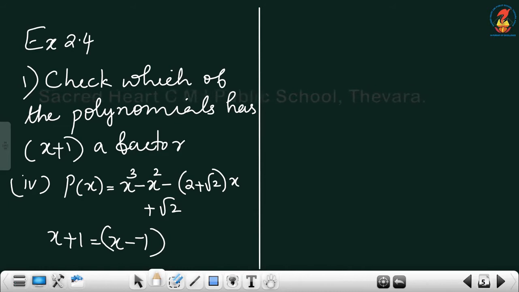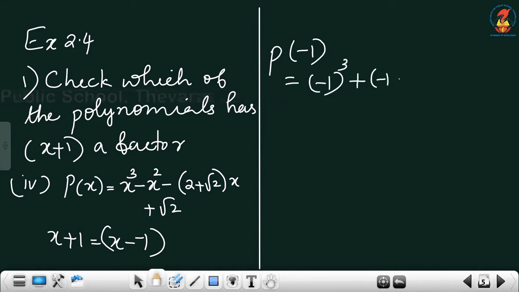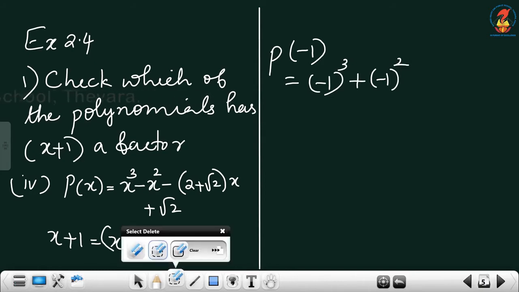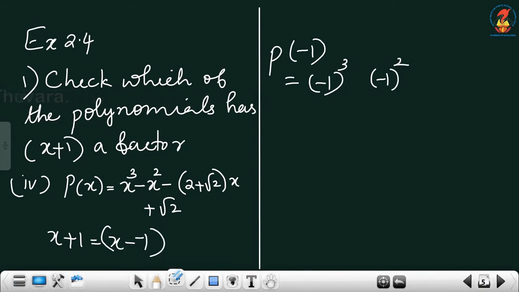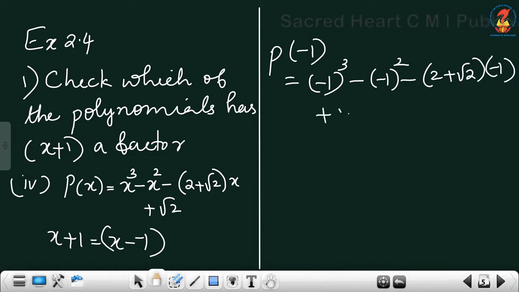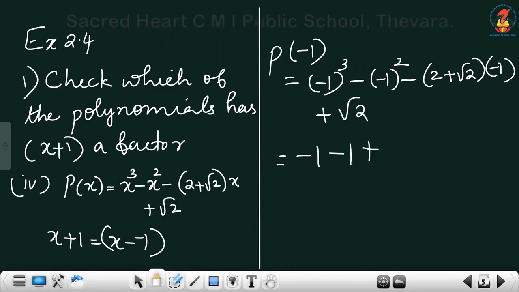X minus a form. So p of minus 1 equal to minus 1 whole cube plus minus 1 whole square. It is not plus, it is minus. Minus 1 whole cube minus minus 1 whole square minus 2 plus root 2 into minus 1 plus root 2. Which is equal to minus 1 whole cube is minus 1 minus 1 plus 2 plus root 2 plus root 2.